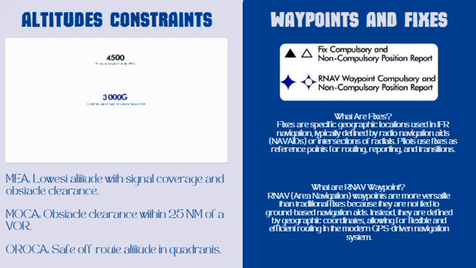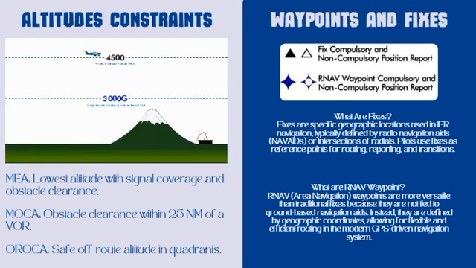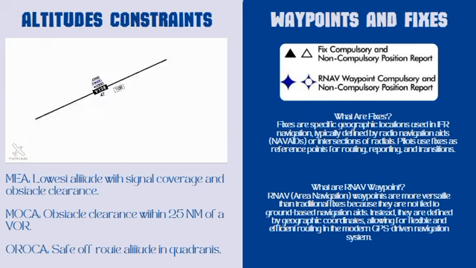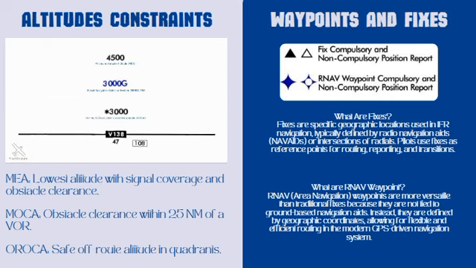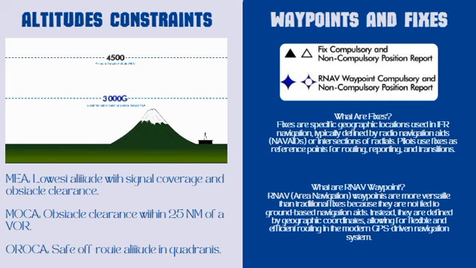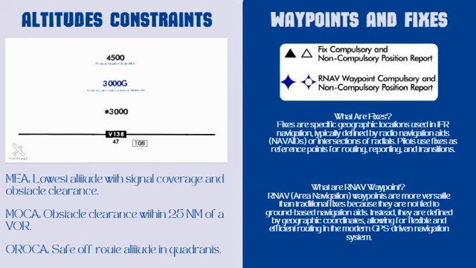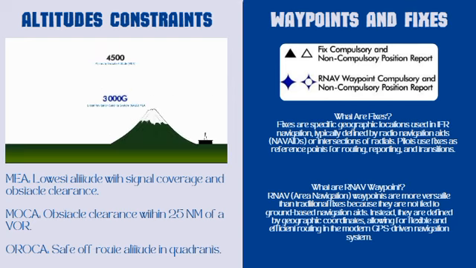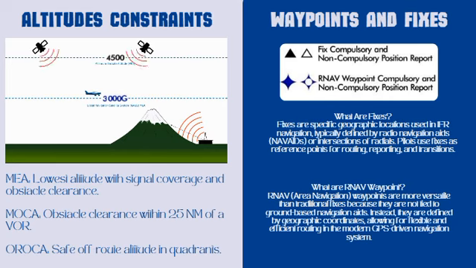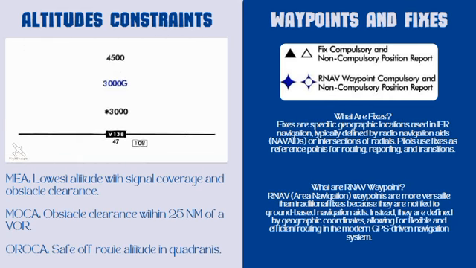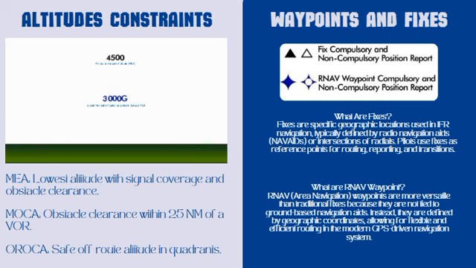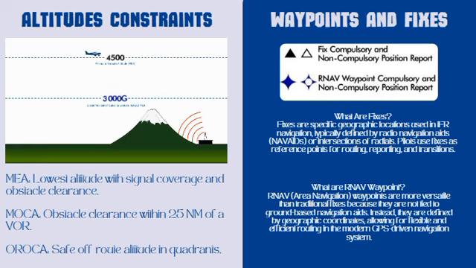First, we have to know what is a compulsory and a non-compulsory position report. A compulsory fix or waypoint is a designated location where pilots are required to report their position to ATC unless they are in radar contact. A compulsory fix is represented as a small black triangle, and each fix is labeled with a unique name, often 5 characters long, and additional information such as altitude constraints or reporting requirements may be included.